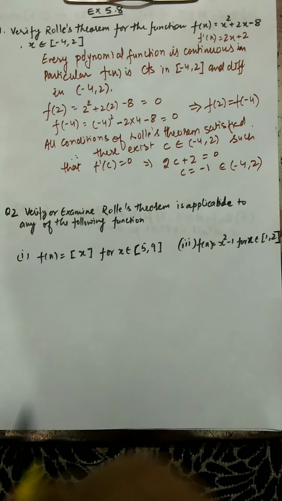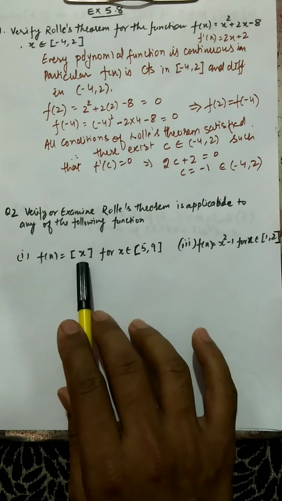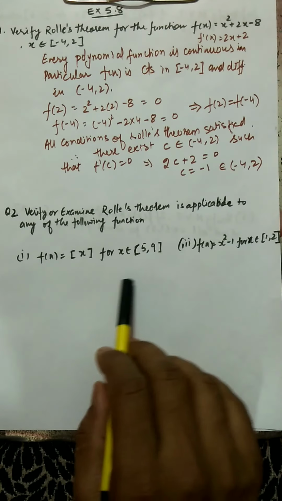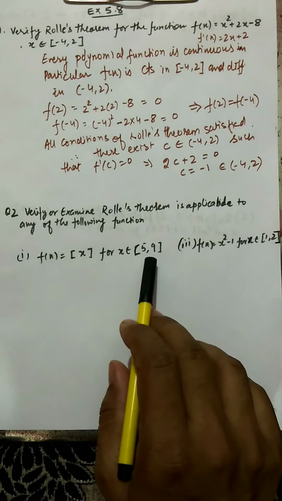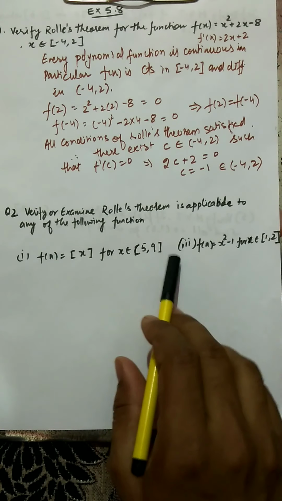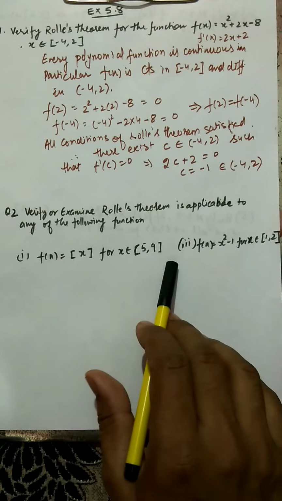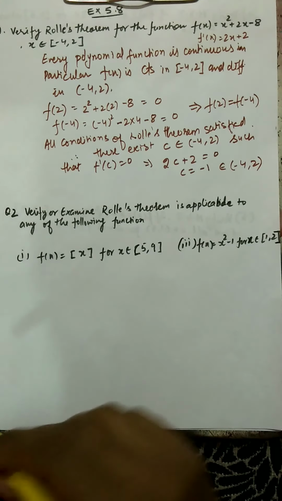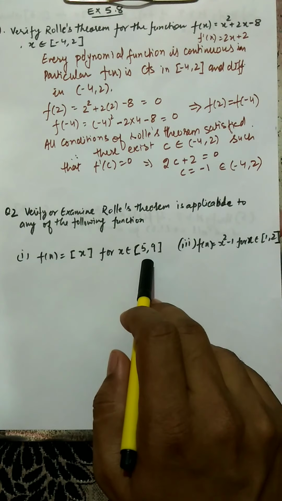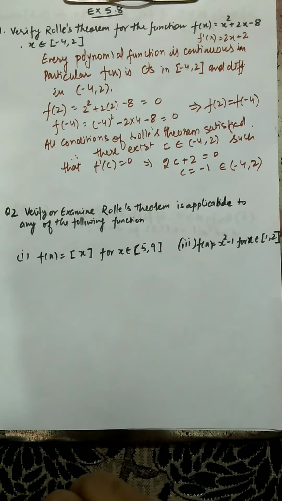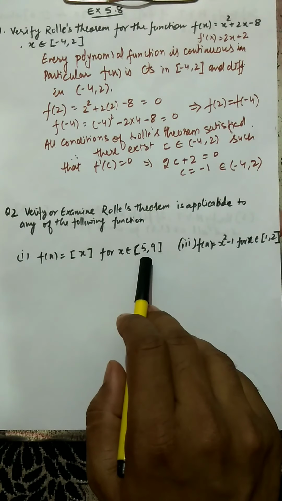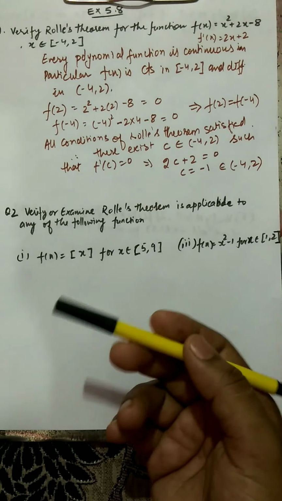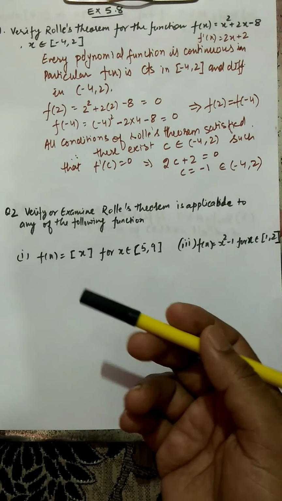So no, because you know that this greatest integer function will have value 5 from 5 to 6. From 6 to 7, the value will be 6. From 7 to 8, the value will be 7. From 8 to 9, the value will be 8. So the graph of this greatest integer function is not going to be continuous. So this function is not continuous, and so the first condition of Rolle's theorem is not getting satisfied. So we have no need to discuss any other condition of Rolle's theorem.